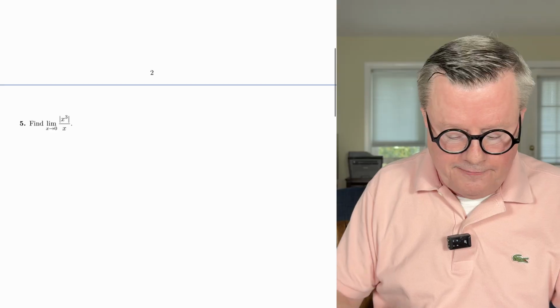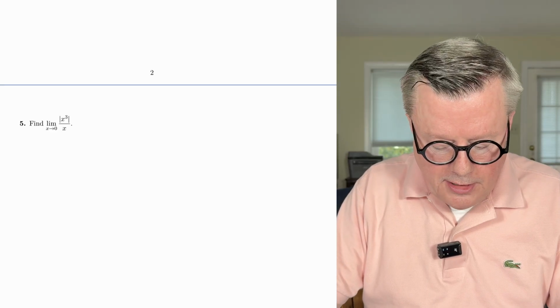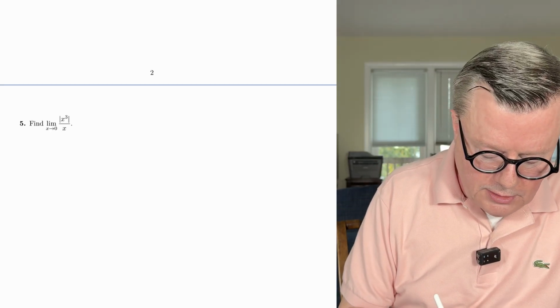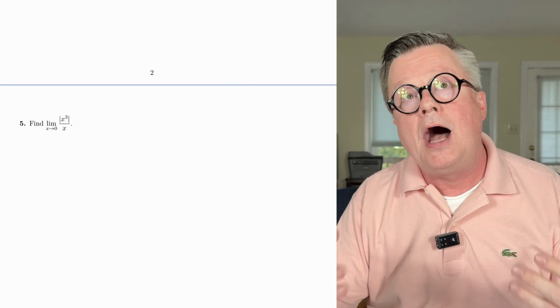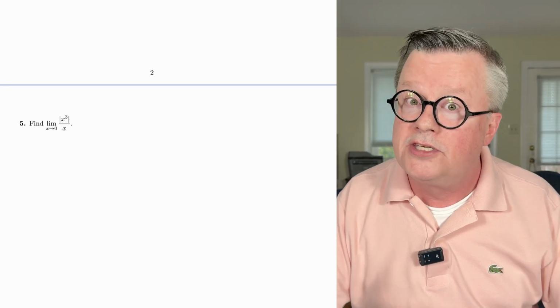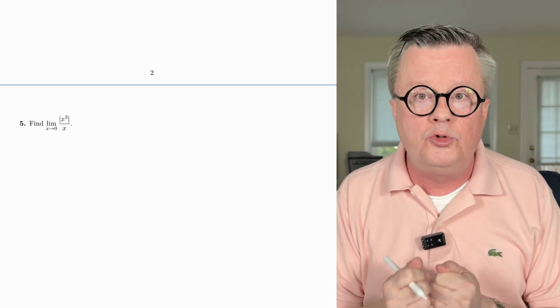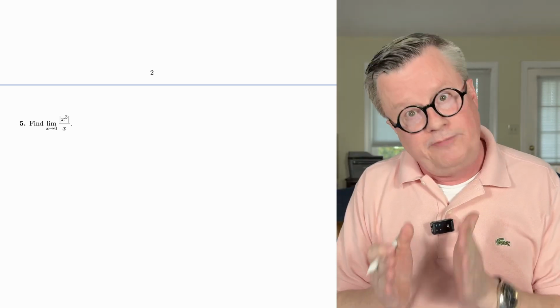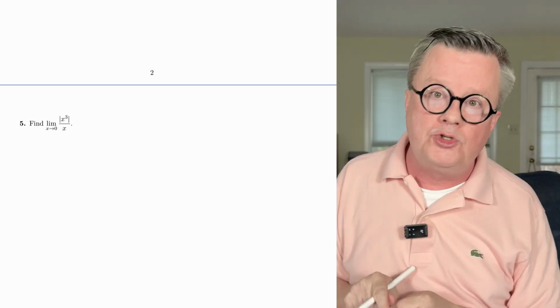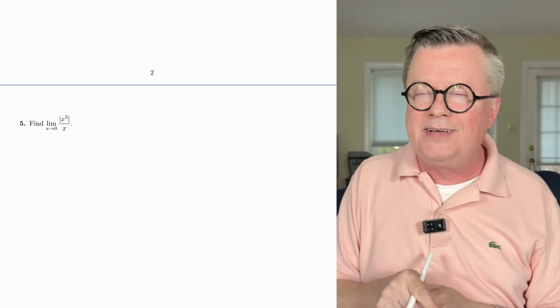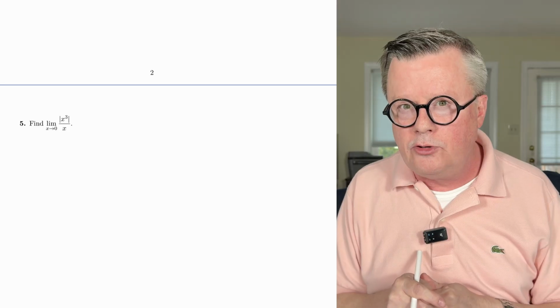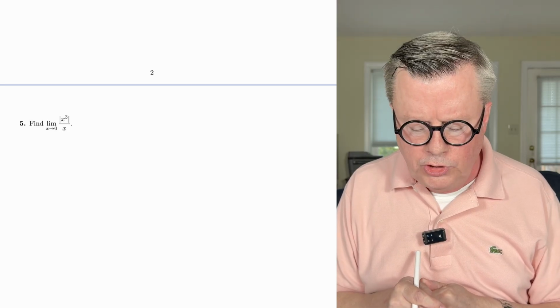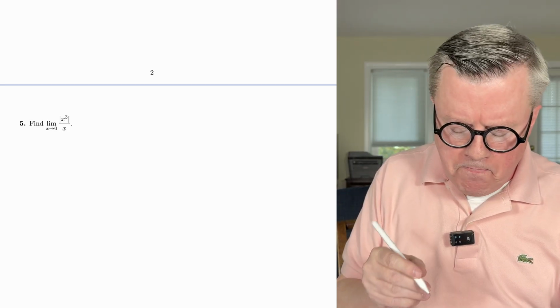On to problem number 5, where I'm finding the limit of absolute value. Let's see, limit of the absolute value of x to the third over x. I want to use the secret that I gave you, replacing absolute value of x with that piecewise function. Right here, I've got absolute value of x to the third power. Not sure how to approach that using the secret. So let's see what we can do.